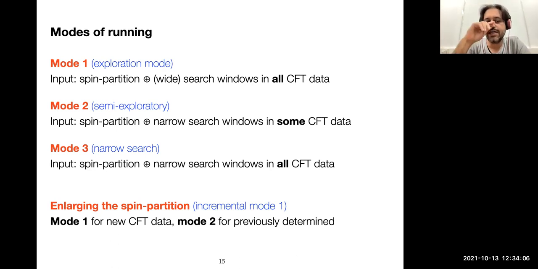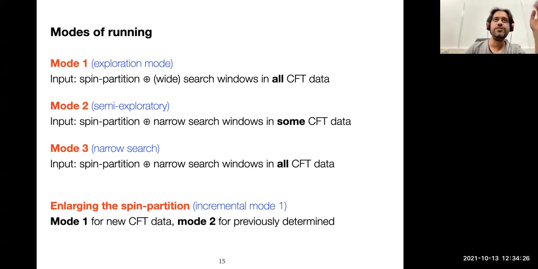And mode 3 is a narrow search where basically I know my solution, the rough whereabouts of where I should be expecting all the CFT data. And then I'm performing narrow searches and I try to see if everything gets stabilized in the region that I'm interested in. So this potentially could be of interest.